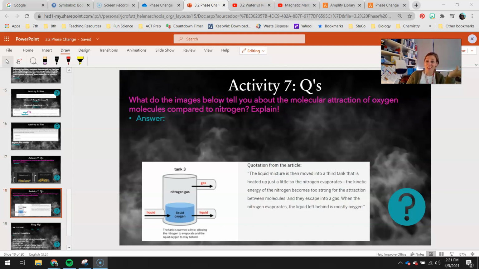So again, same thing that I just had you guys think about answering that question after the article. So which of those has the higher attraction? Is it the oxygen or is it nitrogen? Again, think about those magnetic marbles and how they relate to that.